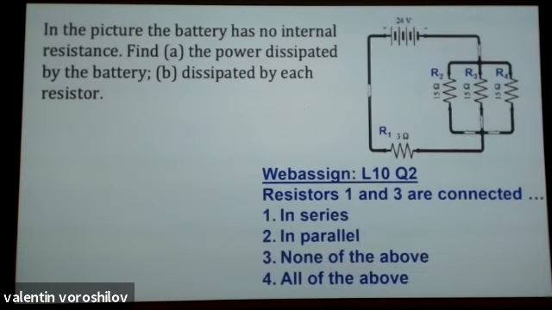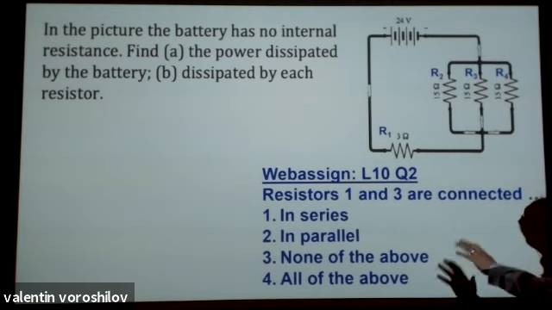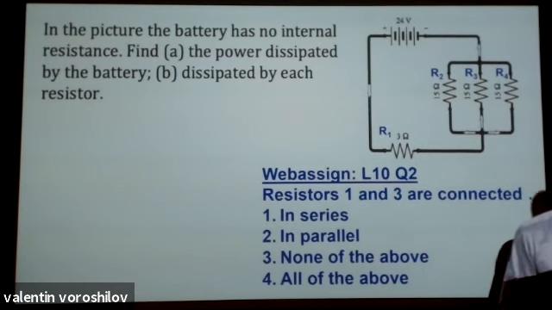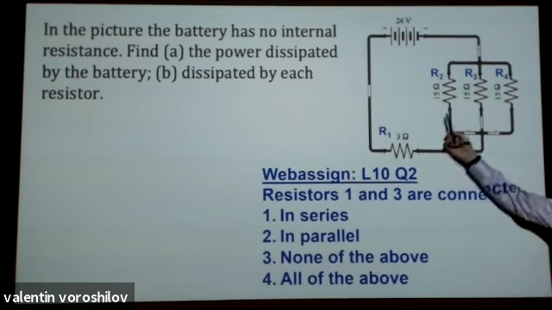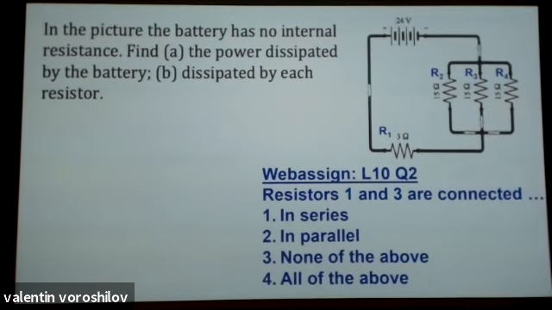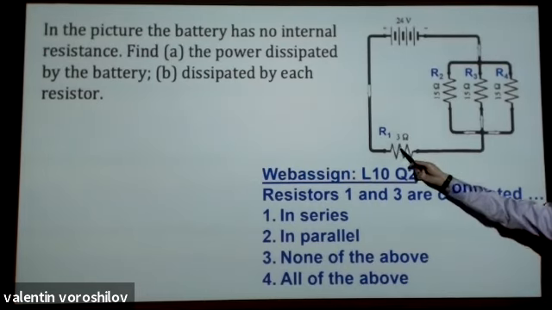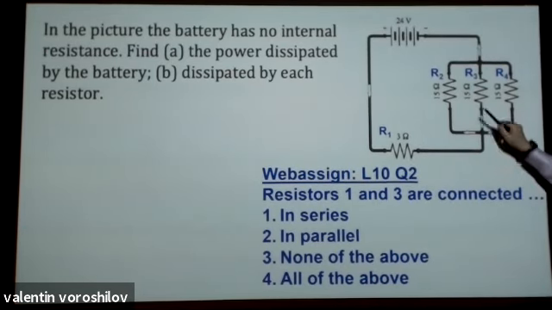All right. And this is the web-assigned question. So please take your time, take a look at the circuit, and choose your answer to this question. We have 1 battery, 1 active element. We have 4 resistors, 4 passive elements, first, second, third, fourth. And the question is about the resistor number 1 and the resistor number 3.